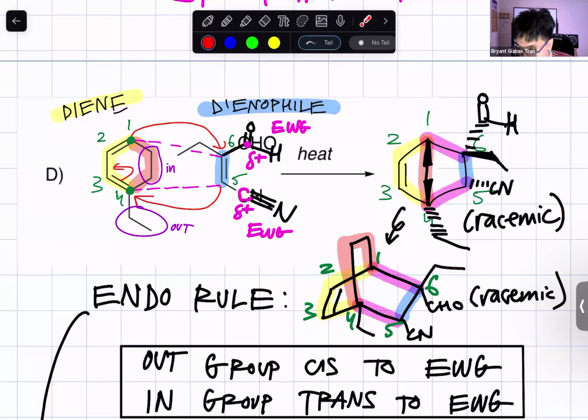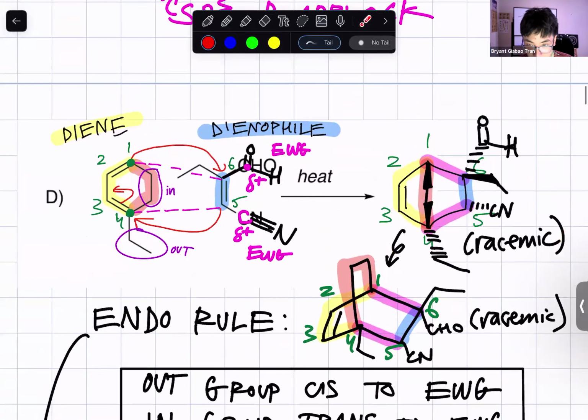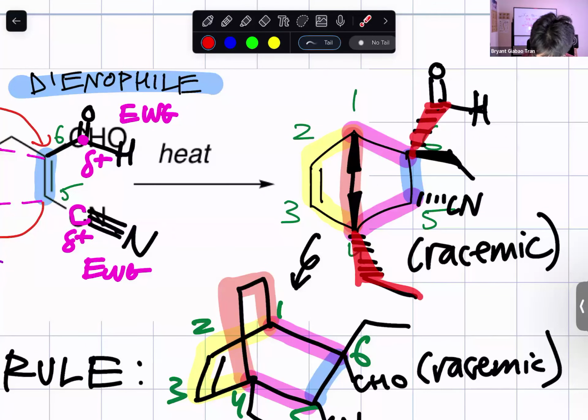Is it because both were EWGs, like CHO and CN, that it is racemic? It's racemic because all of the chiral centers here could have been flipped. If I chose to make this ethyl group a wedge, this would have been a wedge, this would have been a wedge, and then the wedges would have been dashes. Every chiral center gets flipped. That's enantiomers: every wedge gets flipped to a dash, every dash gets flipped to a wedge. That's why we say racemic.